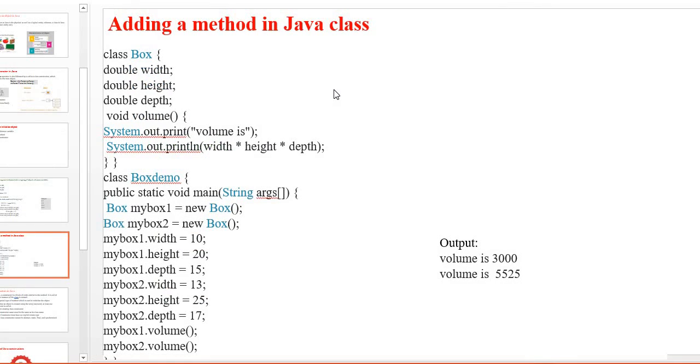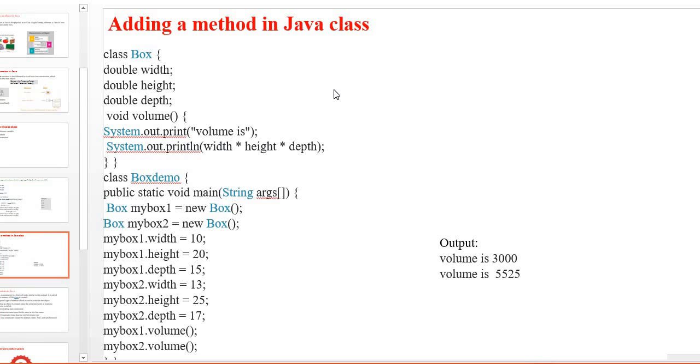Next we can understand adding a method in a Java class, and how we can create an object. Class Box, with double width, height, depth. Next I am taking one more method, volume. Within the volume method I am printing a println statement "volume is", and in another println statement I am printing the multiplication of the three instance variable contents, that is width, height and depth.